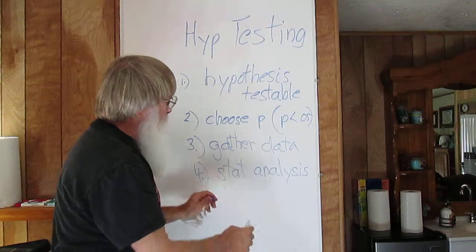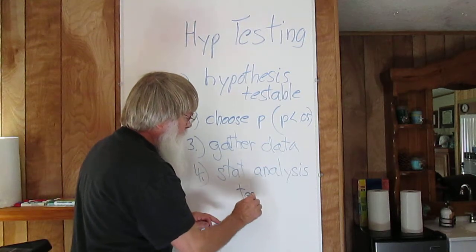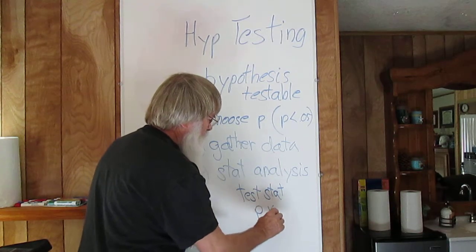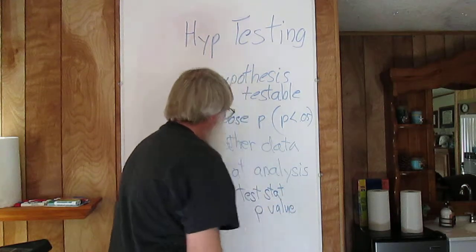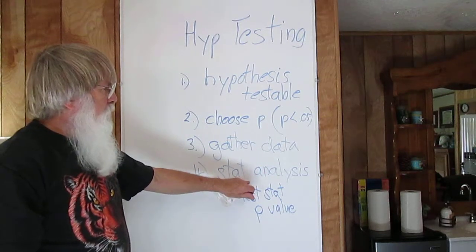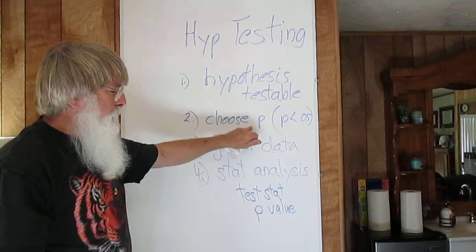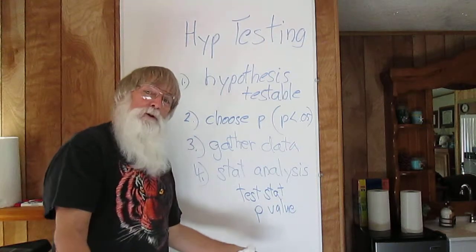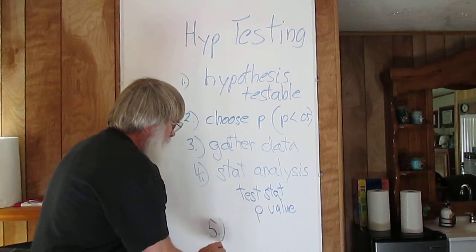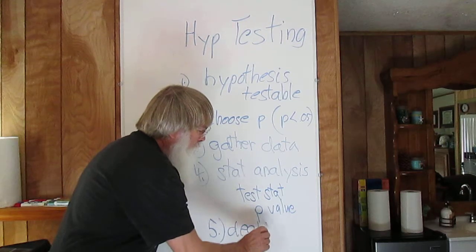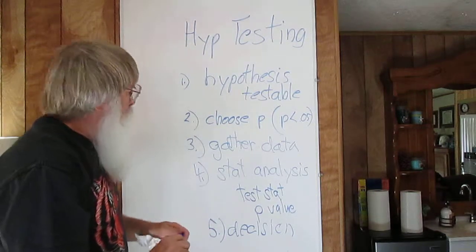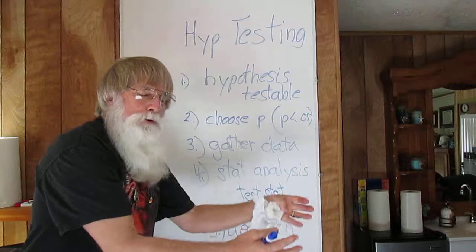The statistical analysis is going to yield a test statistic, and it's going to yield an associated p-value. You compare the p-value yielded by the statistical analysis with your chosen level of significance. And if p is lower, the null must go. P is higher, the null must fly. Then you're going to make a decision. If you understand this process of hypothesis testing, you understand most of quantitative research.